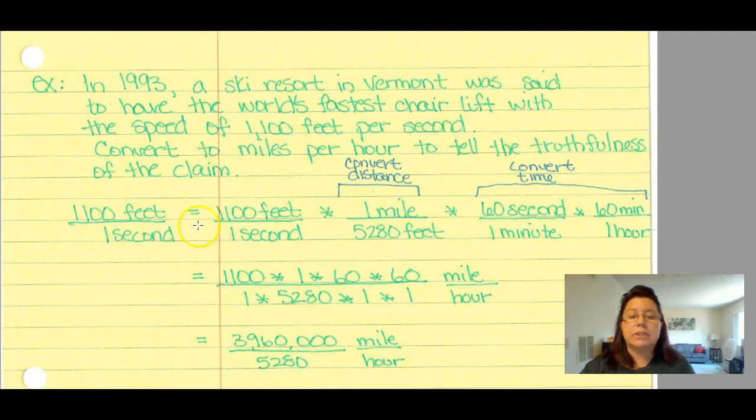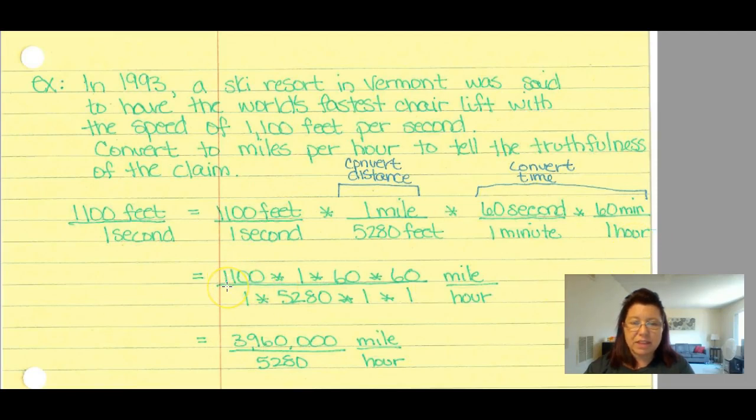I need to convert the feet to miles, so here's my distance conversion, 1 mile to 5,280 feet. I need to also convert my time from seconds to hours. But when I convert my time, I go through minutes, because unless I know specifically off the top of my head how many seconds are in an hour, I'm going to go through minutes first. So 60 seconds in a minute, then 60 minutes in an hour. The minutes will cancel, the seconds will cancel, and therefore hours are left.